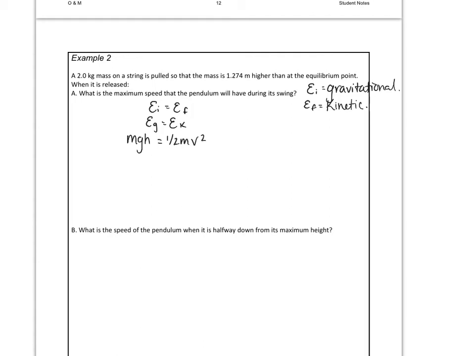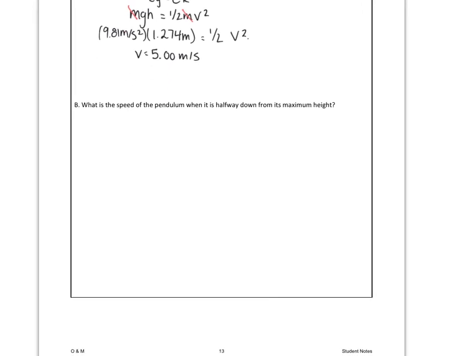Again, these are all scalar values, so we don't have to put in our negatives for gravity, and our masses cancel. We actually don't need it in this respect because they have mass on both sides. I can divide it out. So 9.81 meters per second squared times the height, 1.274 meters, is equal to 1/2 v squared. When we solve, I get that v is equal to 5 meters per second. And it's speed, not velocity. We don't need to include a sign or a direction.